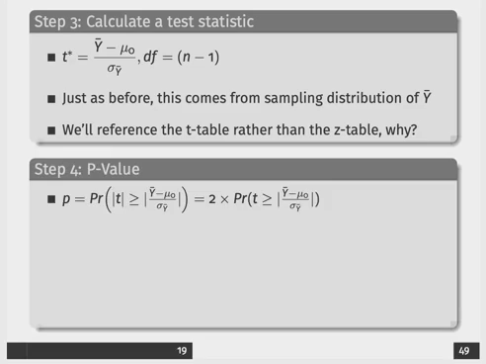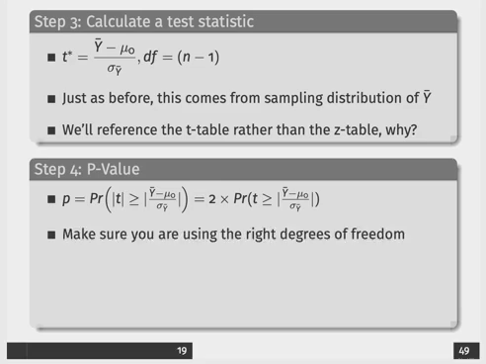Fourth, we can calculate our p-value. Now, there isn't going to be anything different with regard to calculating the p-value. If you're doing a two-sided test, then you're going to want to have the absolute value of that t-statistic and then multiply it by the probability of the t-statistic being greater than or equal to the one that you observed.